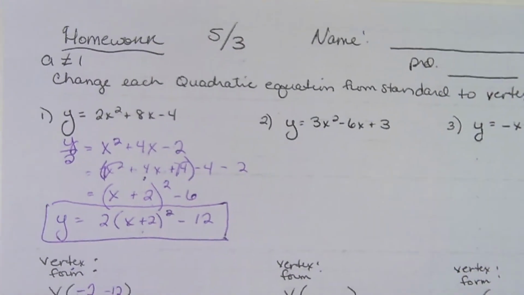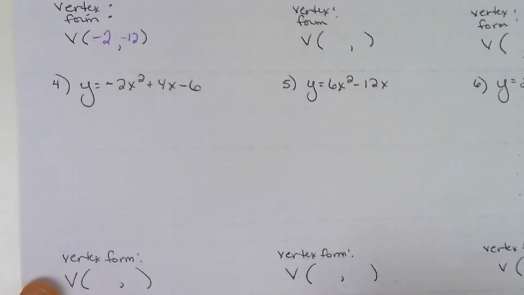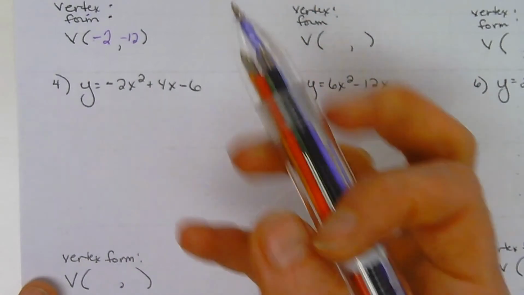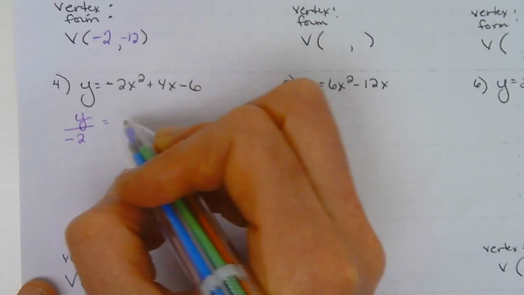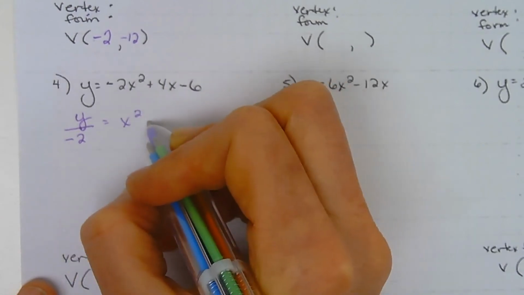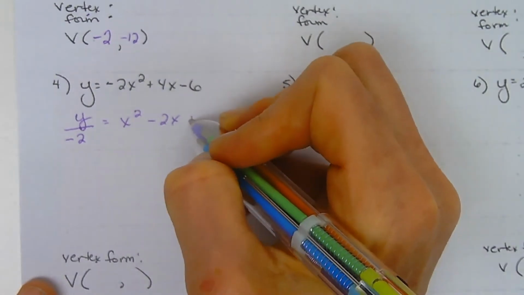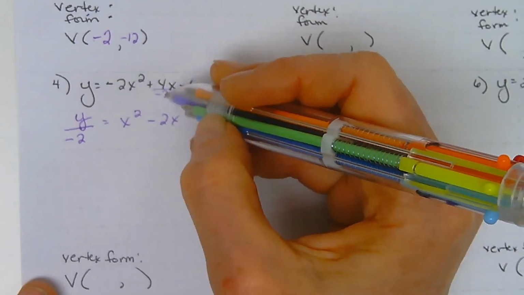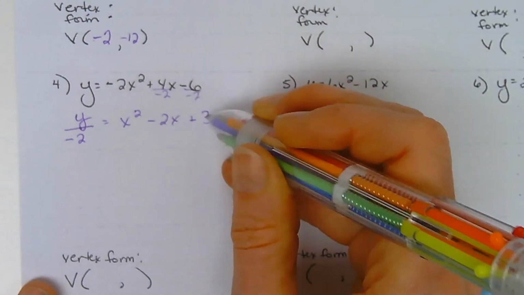Okay, I'll do number 4. Number 4, let's put this into vertex form. However, let's make this a 1 first so we can do it. Divide everything by negative 2, so y divided by negative 2 equals x squared minus 2x plus 3. If I divide that by negative 2, I get minus 2x. And divide that by minus 2, I get a positive 3.